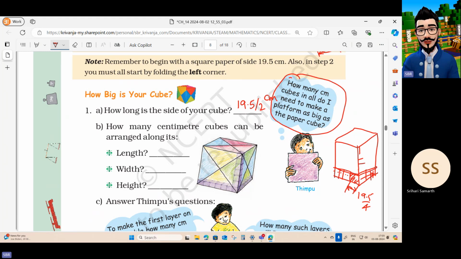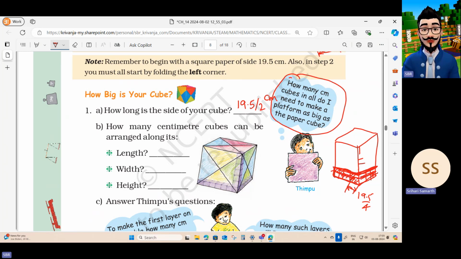How do you get 24? 4 on each side, so 4 into 6? Why 6? No, 4 into 4, 16. That's what I'm telling you. I have 4 rows and 4 columns. So in this first floor, I have 4 into 4, 16.